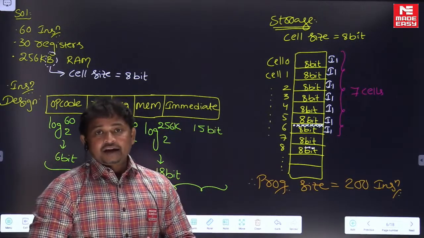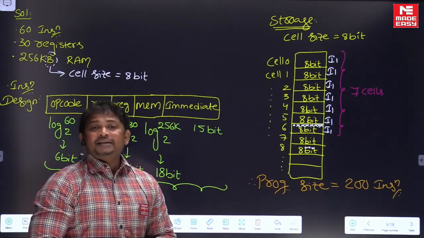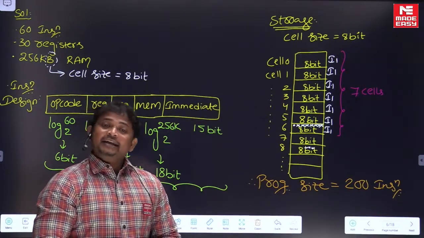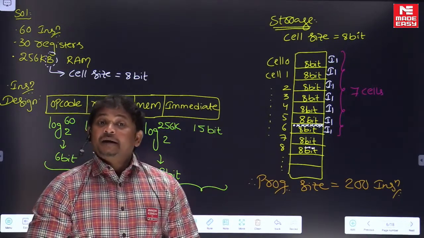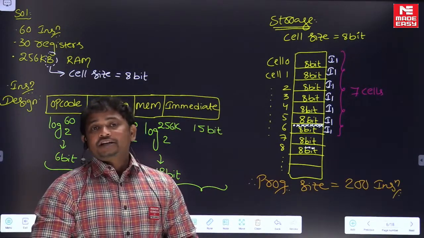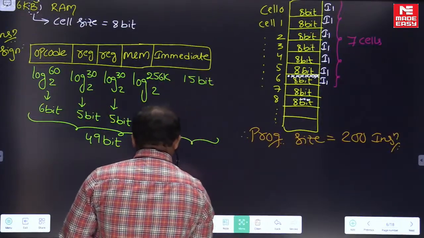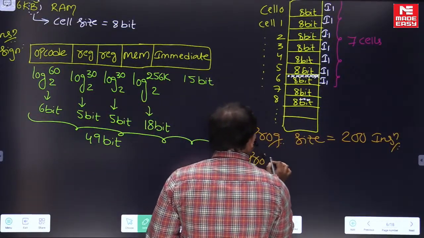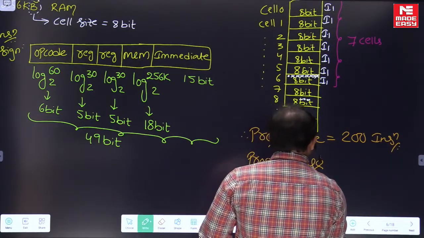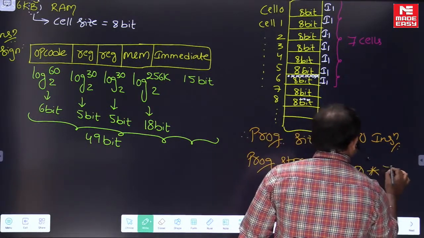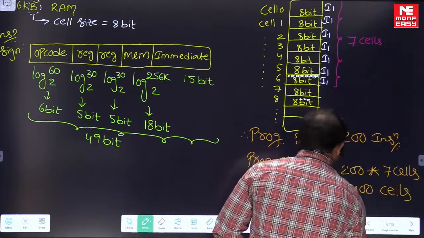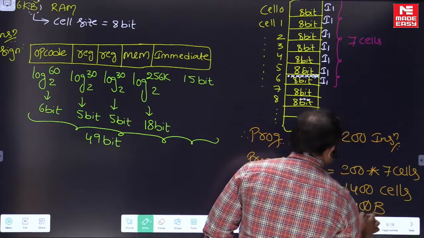I hope you understand. So every instruction takes how much space? 7 cells of space. So 200 into 7, that is 1400 cells required. In every cell 1 byte, therefore 1400 bytes of storage space is required to store the program. That is the answer. So program storage space equals 200 into 7 cells, which equals 1400 cells. In every cell 1 byte is there, therefore 1400 bytes. So this is the answer.